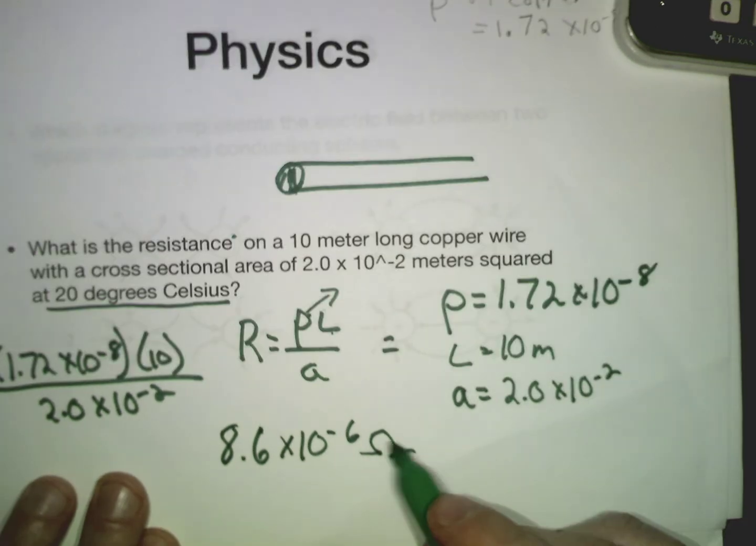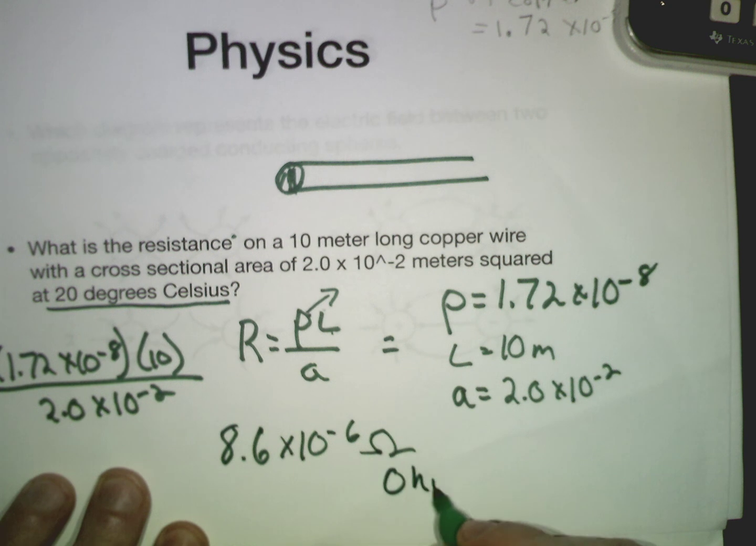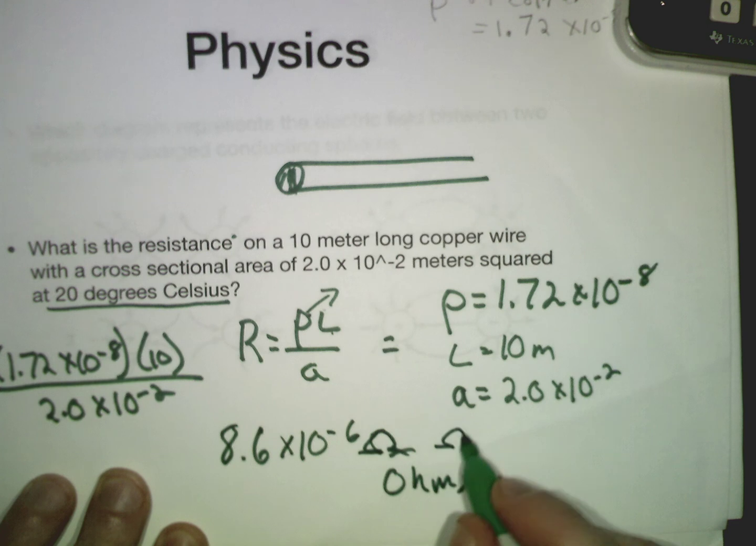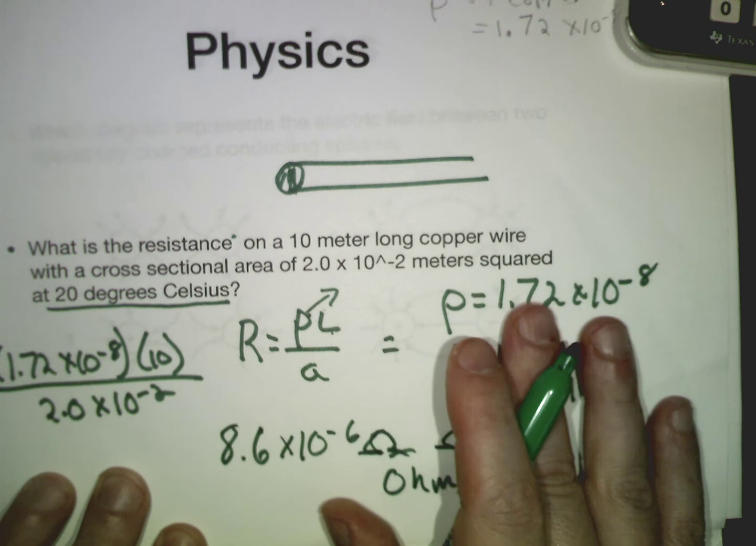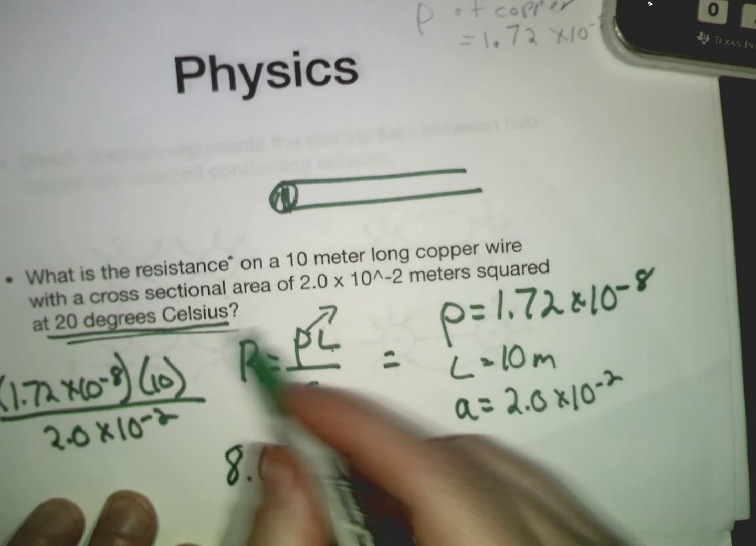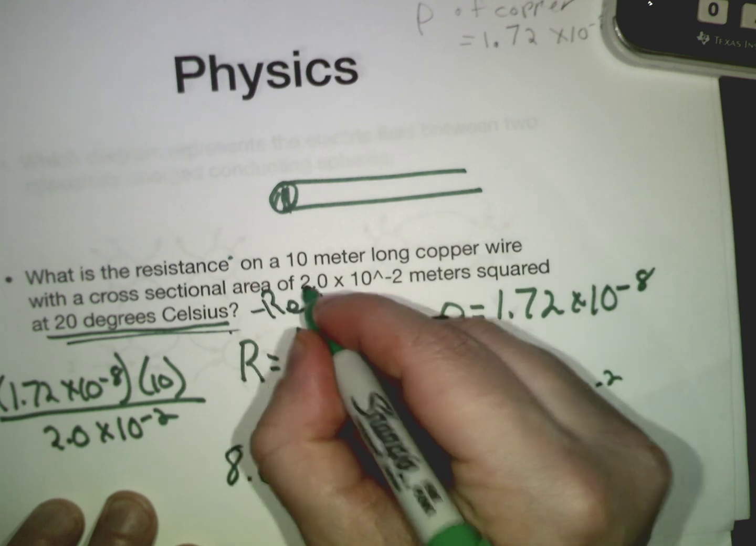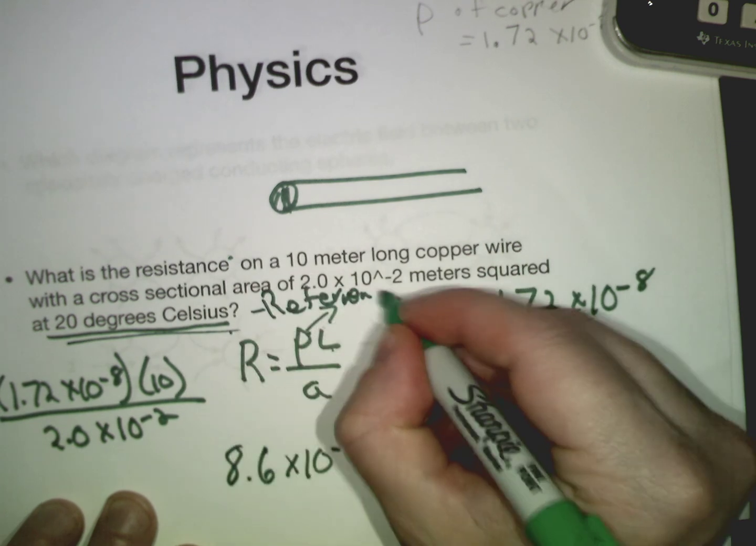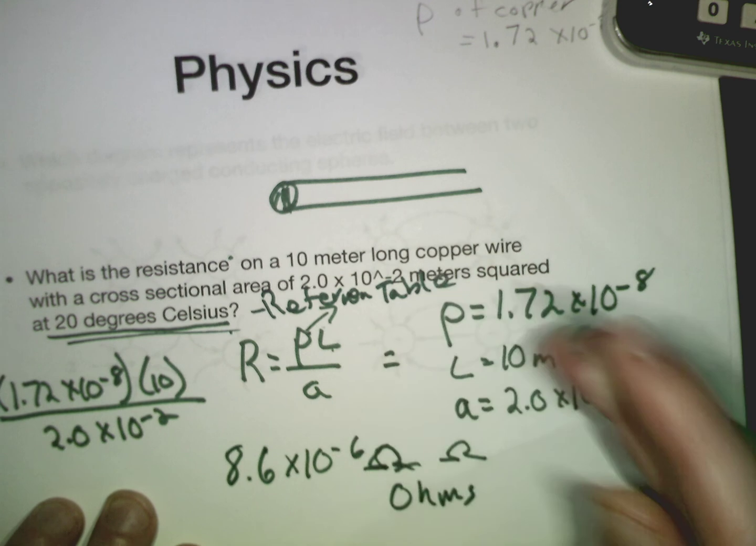Remember, resistance is always in ohms. I guess you can spell out ohms, or you can do the omega symbol. That's another way to write ohms. Pretty straightforward formula. Remember this one. Remember, when you see this, you got to look in the reference table. Get it. All right, let's move on.